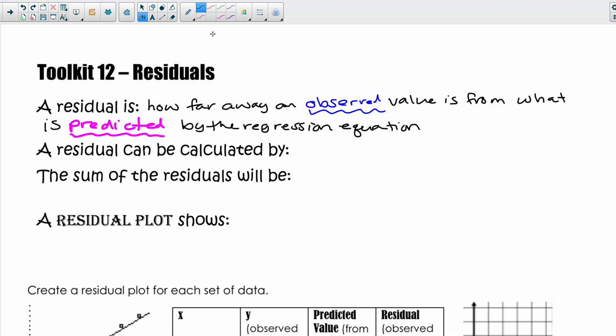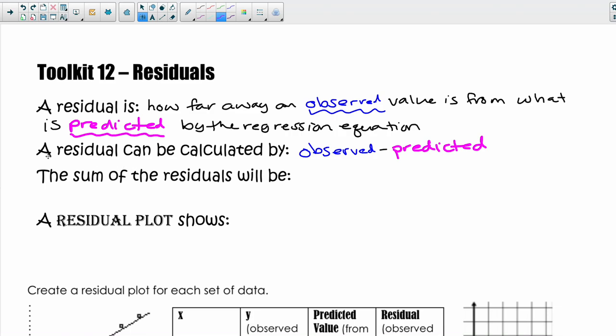So a residual can be calculated with how far away the observed value is from the predicted. We can take the observed value and subtract the predicted value. Hopefully this value will give you 0. If you have the observed value minus the predicted, hopefully you'll get 0 because that will be a perfect pull and there will be no residue left over.